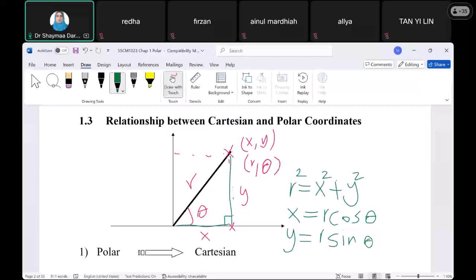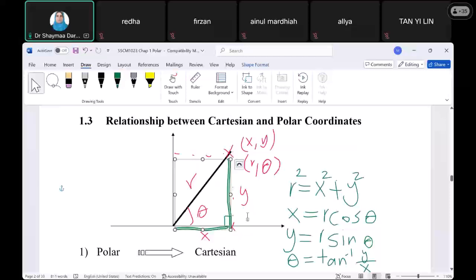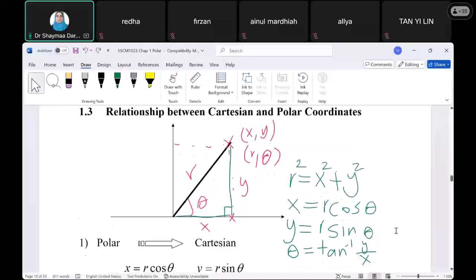If I need to find theta itself, it has to be equal to tan inverse y over x. Or tan theta is y over x. We can say that tan theta, this angle, is equal to opposite over adjacent, y over x. Tan theta is equal to y over x, or theta equals tan inverse y over x.